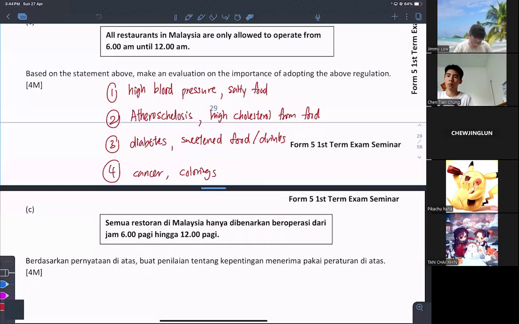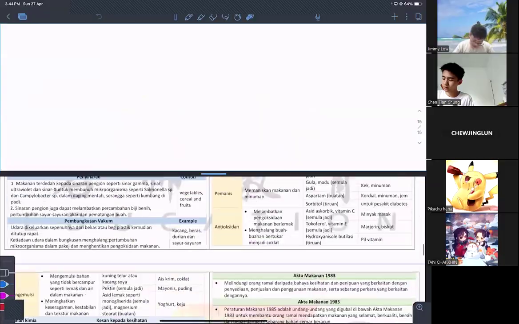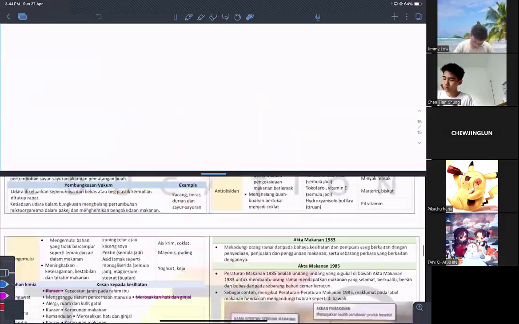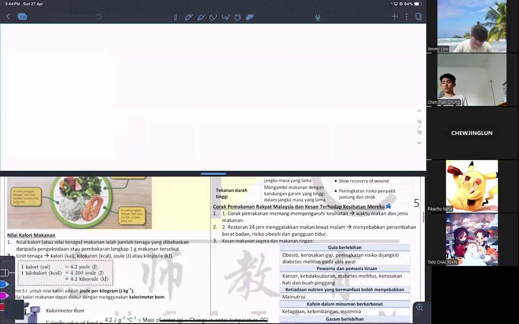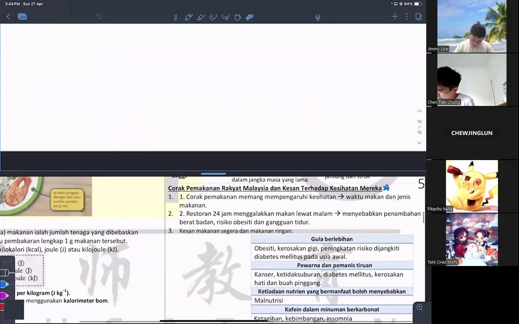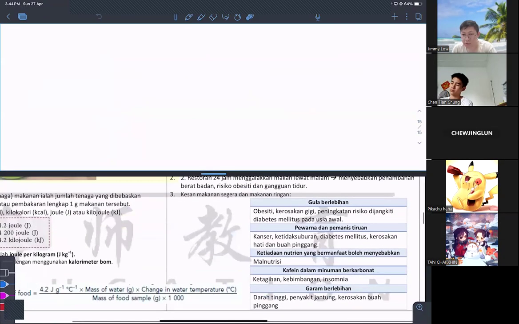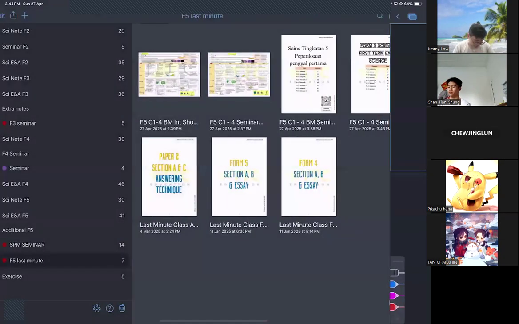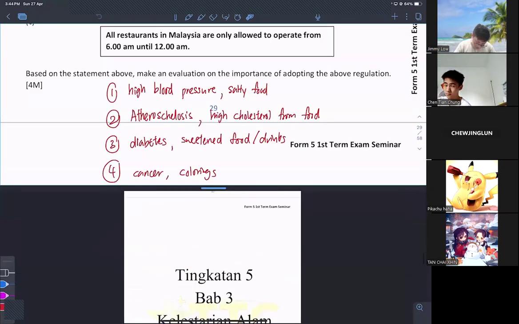Where's the... we mentioned something about the eating pattern of Malaysians, right? Where is it? Yeah, this one. So the points come from here. Quite simple. Then we spend time on doing Bahagian B first.